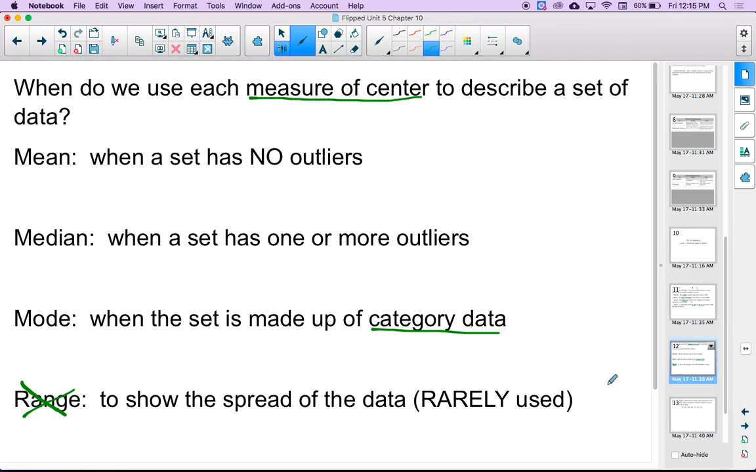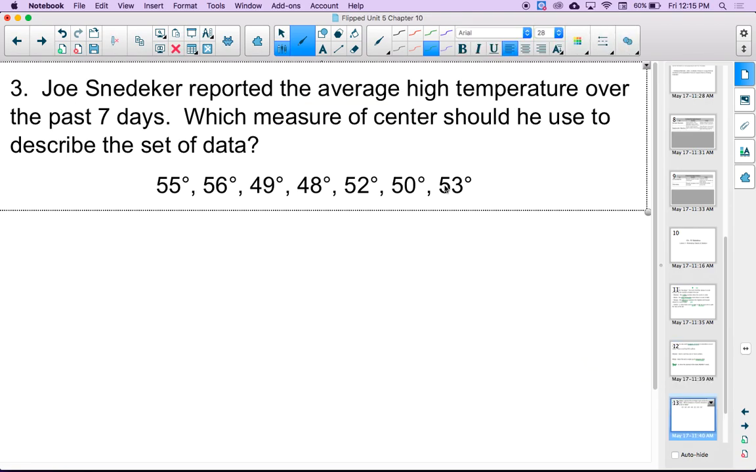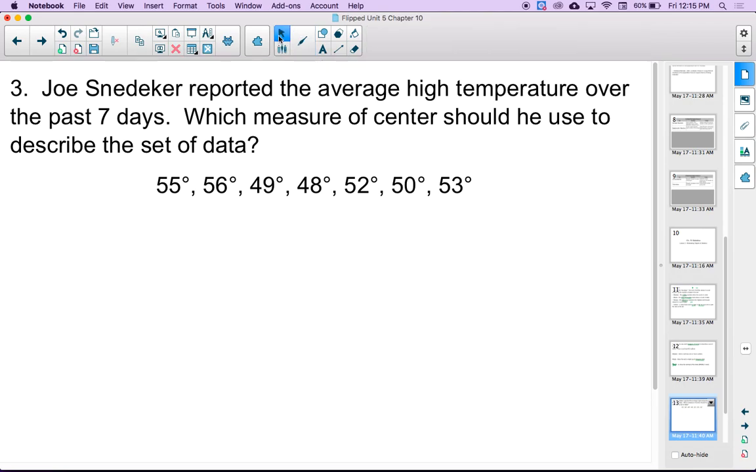Okay, so what we're going to do is we're going to look at number 3 from your notes. We will do some practice stuff together here. And doing number 3 should help you to do the rest of the questions in this section. So the question says, Joe Snedeker reported the average high temperature over the past 7 days. Which measure of center should he use to describe the set of data?